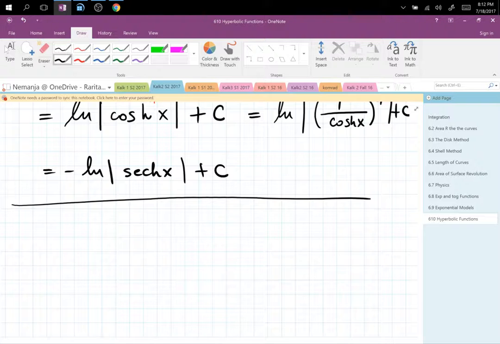Do number 9, chapter 6.6. No, this is from 6.10. We'll do that problem during the review.